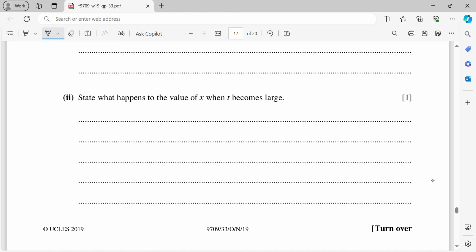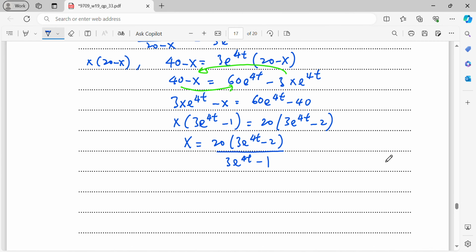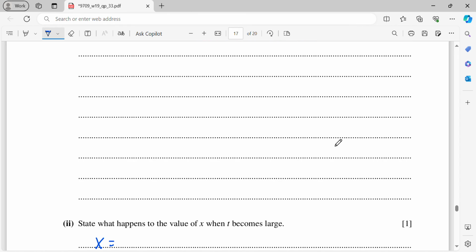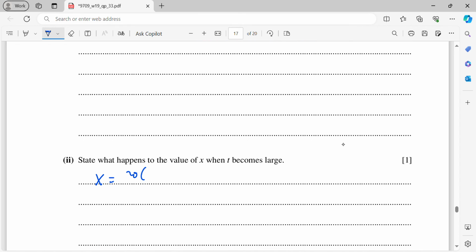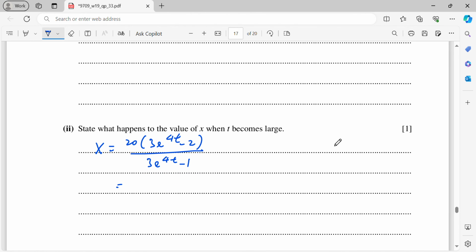Now state what happens to the value of x when t becomes large. So when t becomes large, now your x equals 20, okay, I copy this first: 20 times (3e^(4t) minus 2) over (3e^(4t) minus 1). So to solve this problem, I have to factorize the e^(4t).